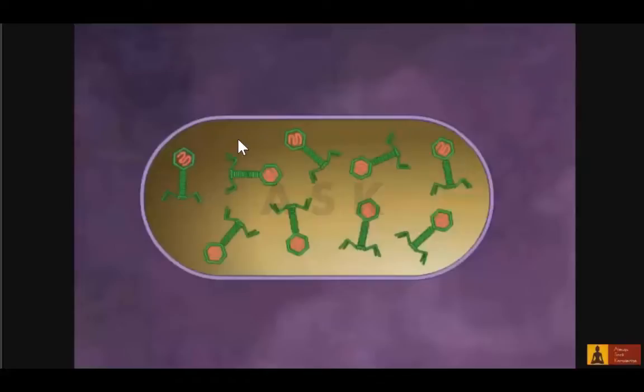So this experiment clearly shows that DNA, not protein, is the genetic information material which can transfer the traits of a virus to the next offspring. Quite a smart experiment, isn't it?